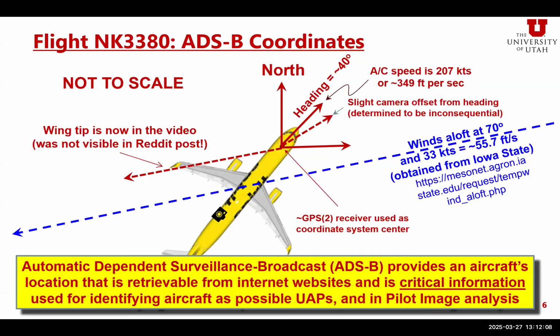Utilizing the ADS-B GPS information, I want to go back really quick here. One of the other things I can do from the day is figure out what the winds aloft were. I pulled that from Iowa State. I know what the aircraft speed was: 207 knots, which is about 350 feet per second. With these vectors, I can come up with the actual direction of travel of that object in the video and about how fast it was going.